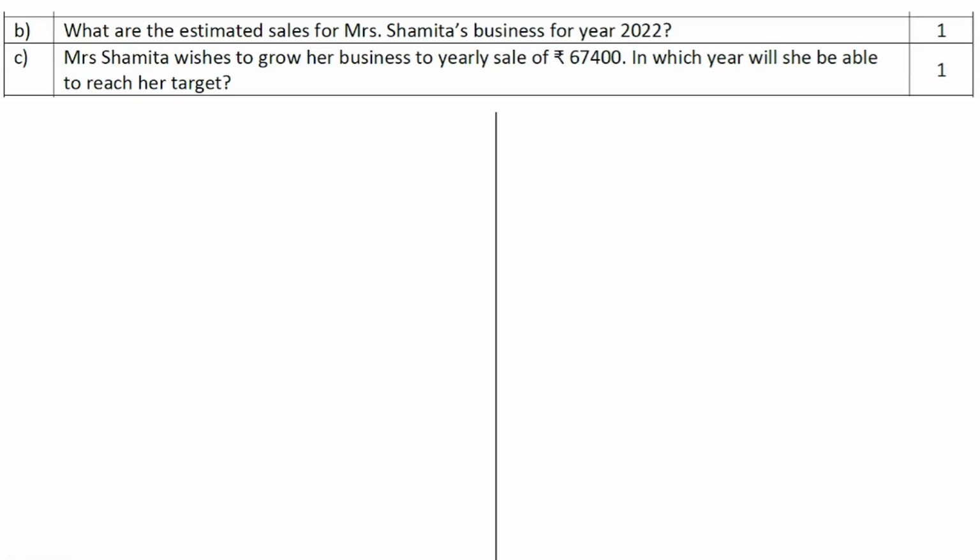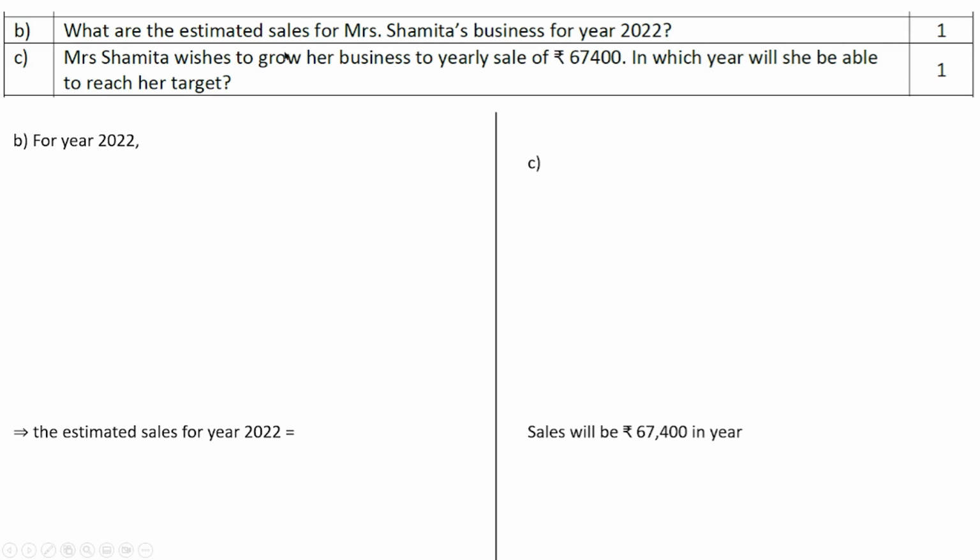Now moving on. Next we have the next 2 questions. What are the estimated sales for Mrs. Shamita's business for the year 2022? And Mrs. Shamita wishes to grow her business to yearly sale of rupees 67,400. In which year will she be able to reach her target? So let us find the answer for these 2 questions.